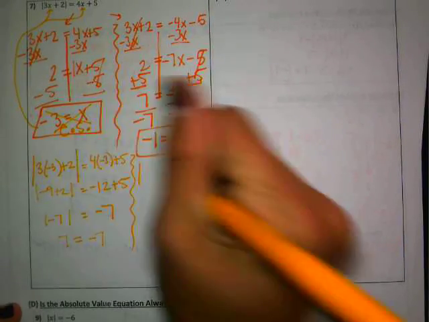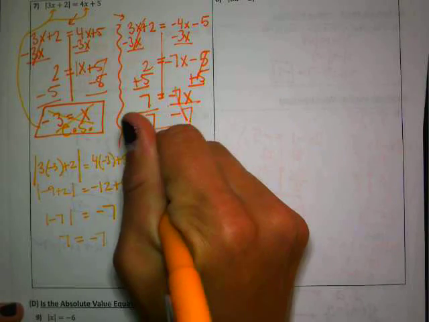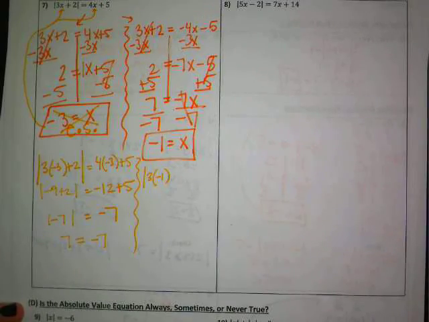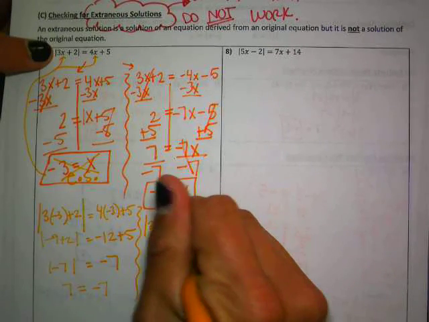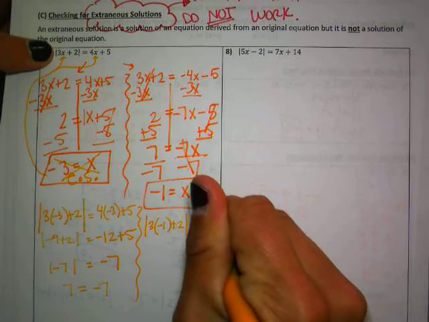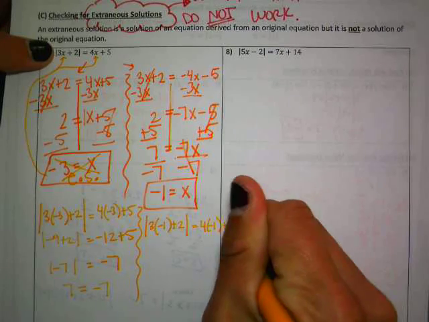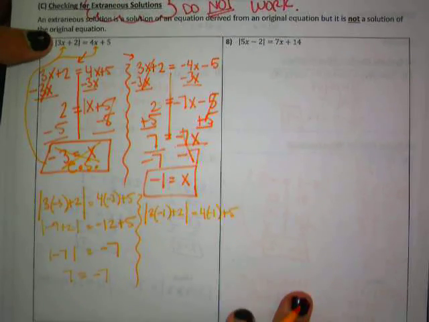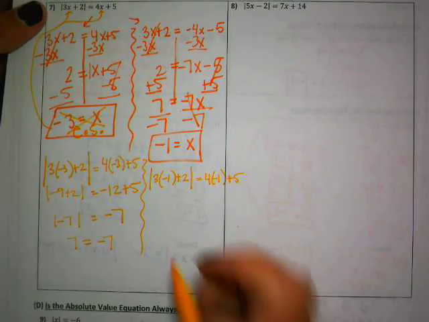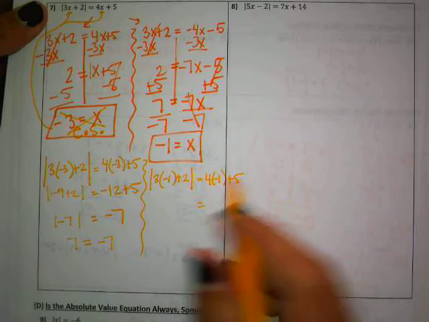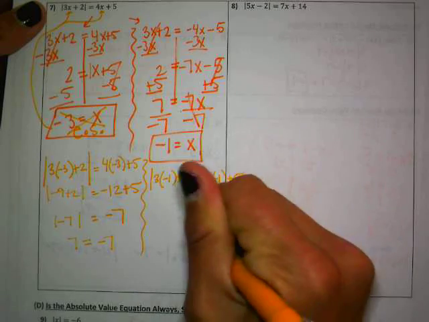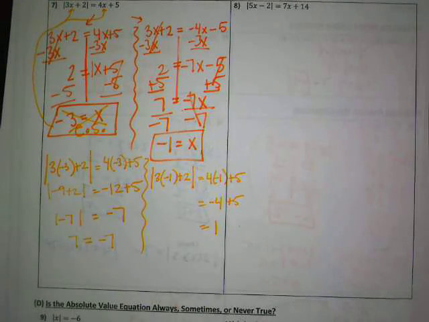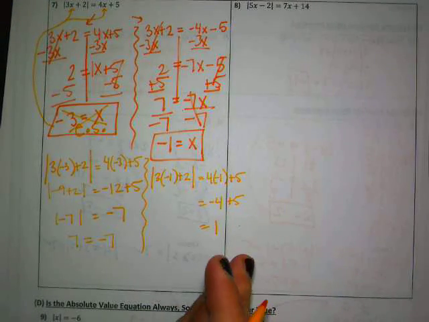So we're going to check this other side just to see. I'm going to plug negative 1 in now. 3 times negative 1, I'm still plugging them into this one, plus 2 equals 4 times negative 1 plus 5. All right, so 4 times negative 1 is negative 4, plus 5 is a positive 1. So I already know, since this is positive, that this could possibly work.